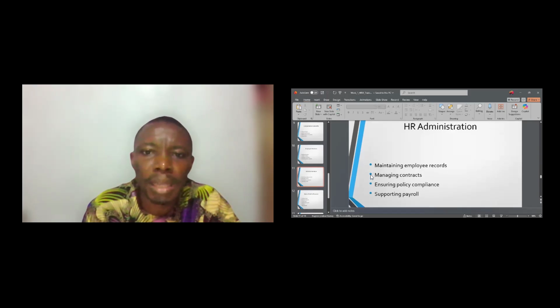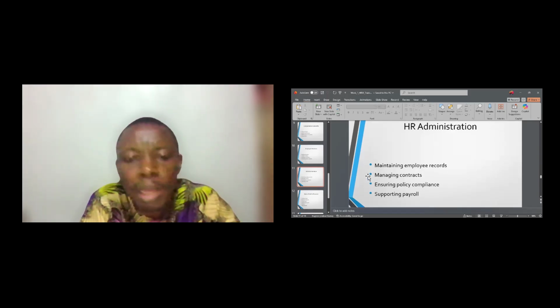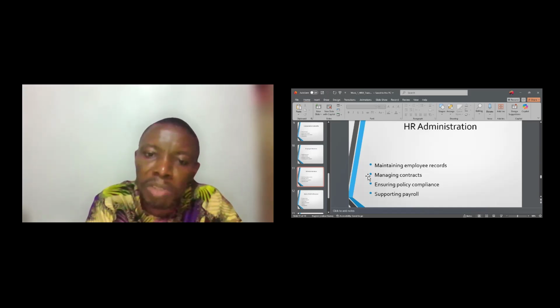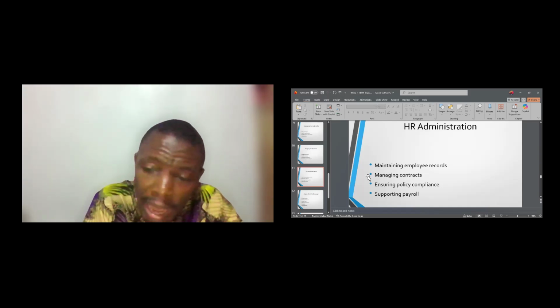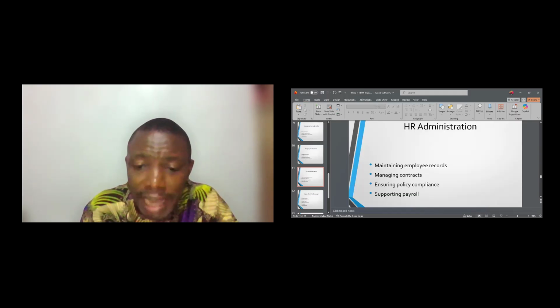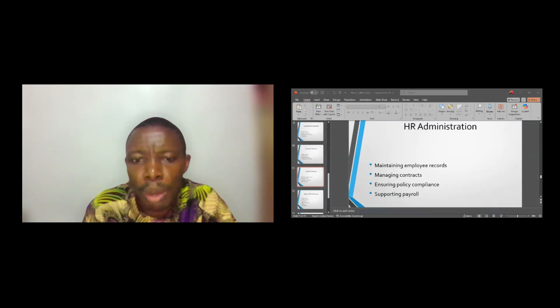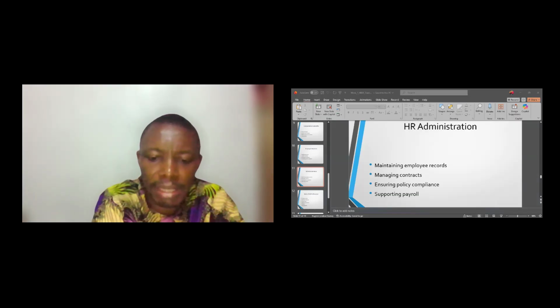When we talk about HR administration, maintaining employee records is very important. It will help. Managing contracts: yes, we have different contracts. Some are full-time, some are part-time, some are on a contract basis, some the contract is just three months, and like that. It's very, very important that we know the categories and which one we belong to.